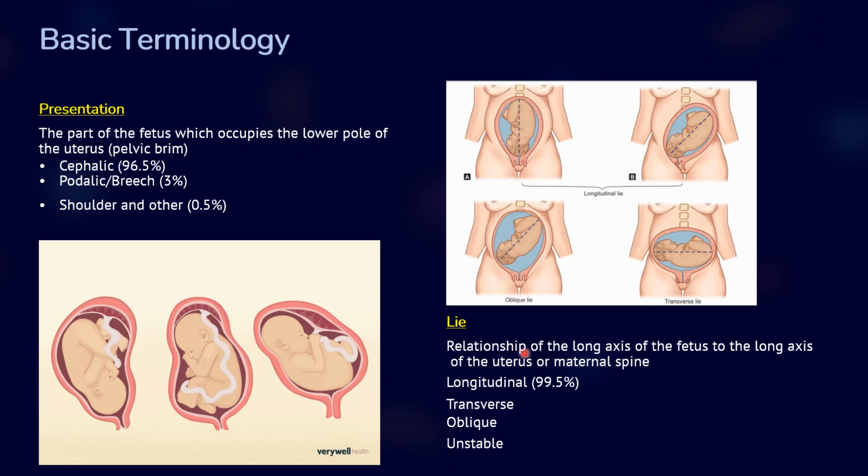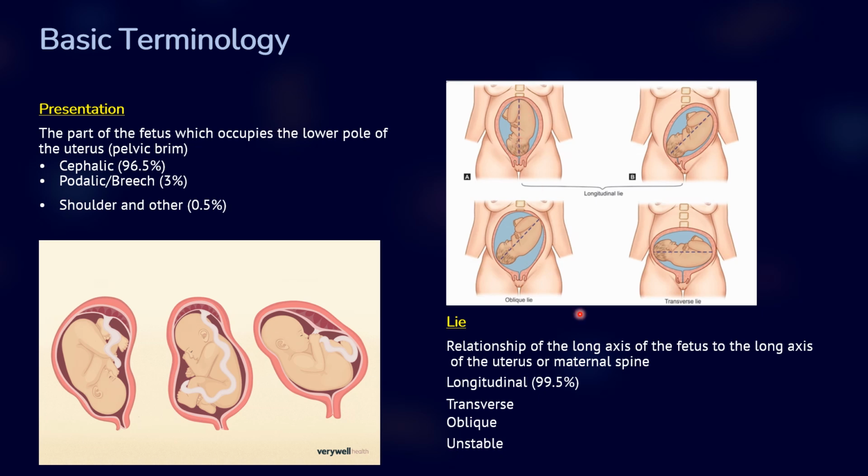So it is the relationship of the long axis of the fetus to the long axis of the uterus or the maternal spine. To make it simpler, it means the relationship between the mother's spine and the baby's spine. Okay, so when we say it is a longitudinal lie, that means the baby's spine and the mother's spine are parallel to each other.